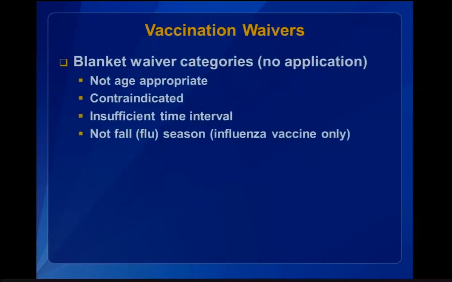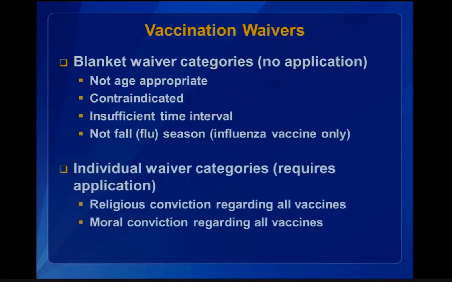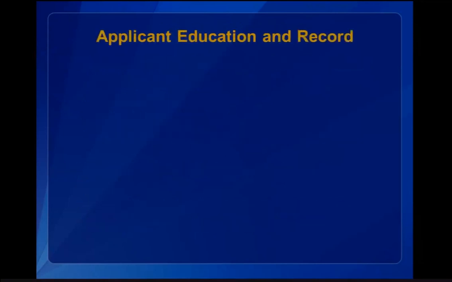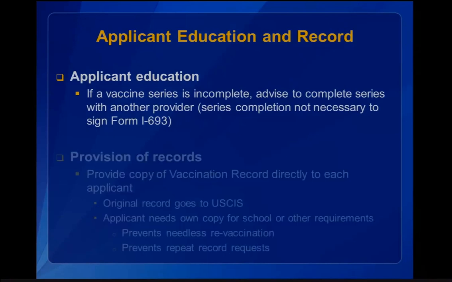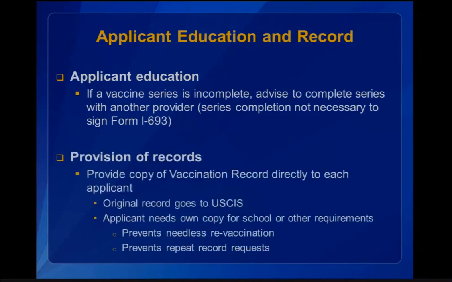Okay, so this is what we were just talking about. But with the blanket waiver, you don't have to apply. Individual waivers, you need to apply, and that's looked at individually on an individual basis. As far as education goes, and I'm just about at the end here, if the vaccine series is incomplete, of course, advise them to complete the series with another provider. But you go ahead, you sign the form because you've done what you need to do. As long as everything else is taken care of, you know, the TB and other conditions.